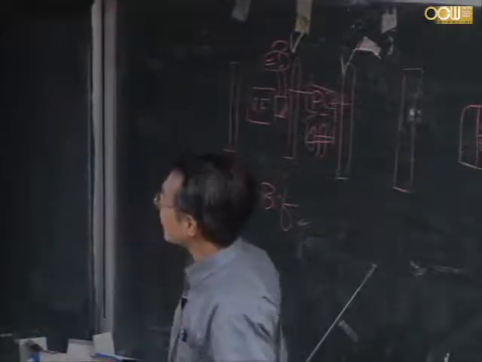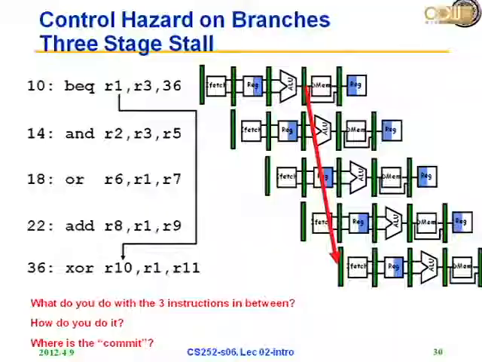Okay, so that's control hazard. And we need to do something about these 3 instructions. Let's go on, although I already told you what to do. What do you do with the 3 instructions in between? How do you do it? Where's the commit? Commit means what permanent changes have been made. So my simpler question will be, what do you mean by permanent changes?